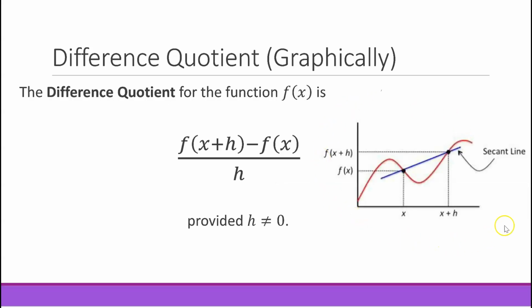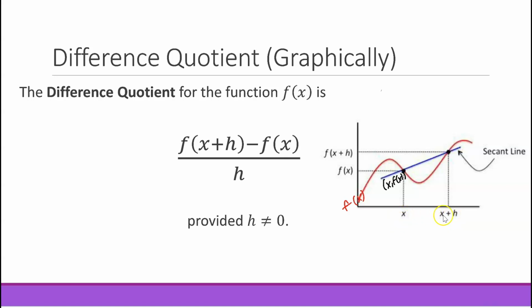Let's go ahead and focus in on this graph. This red curve here is the function f of x, and we're going to focus on a generic point on the red curve, and that generic point is going to be the point x, f of x. So here I'm going to label this coordinate point x, f of x, and then we're going to pick another point on the curve that is a distance h away from x.